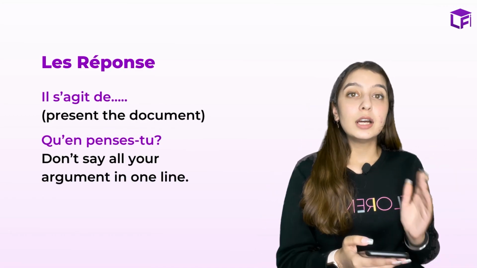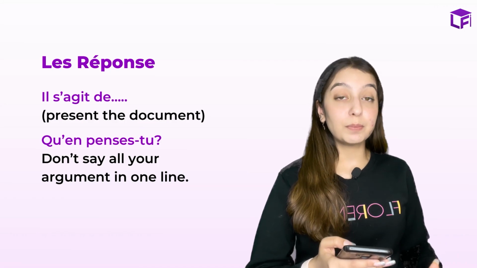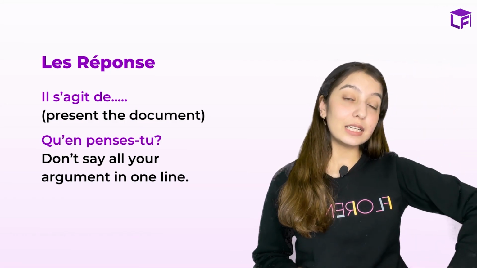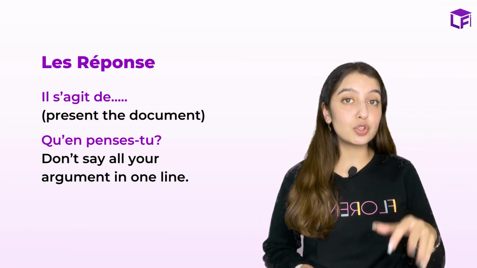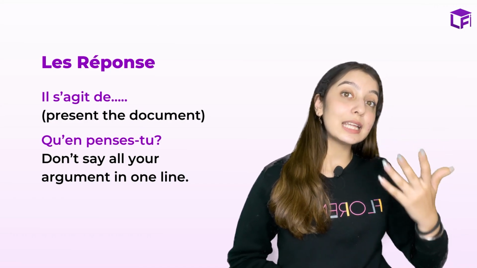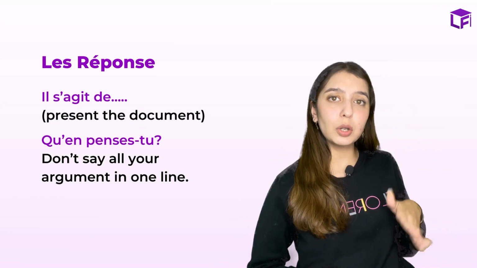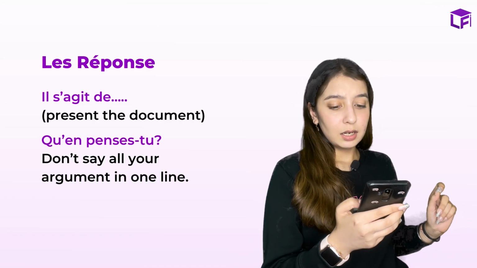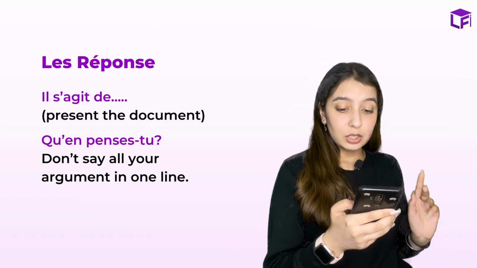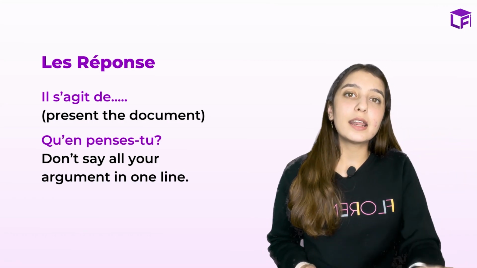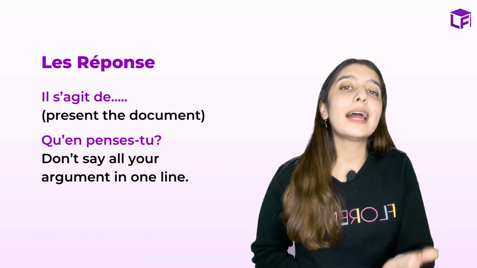Il s'agit de. Now comes the main idea, that is you're supposed to present the document. Like whatever's presented, whatever's written in the publicity and the announcement, you're supposed to present it. You're supposed to say it aloud. You're supposed to tell him and explain the theme, that what will happen in that trip or what is it about. Qu'en penses-tu? Then, don't say all the arguments in one line, but try to grasp and try to listen.